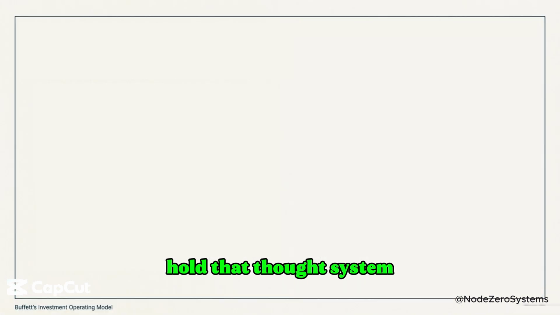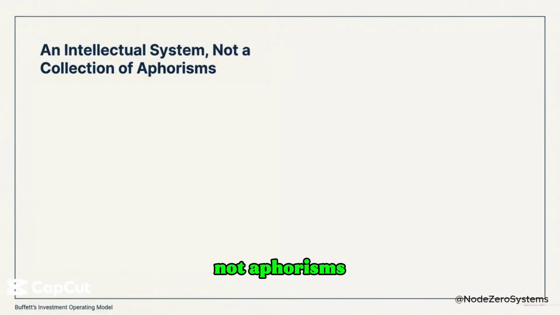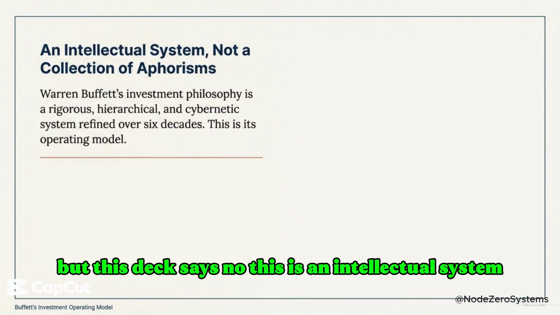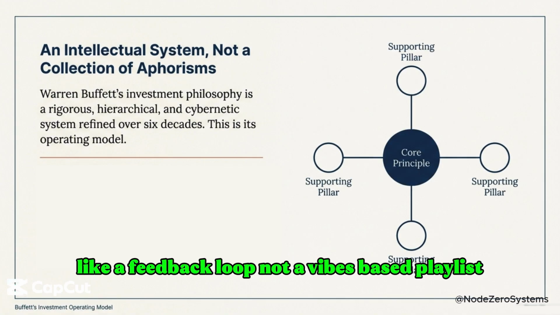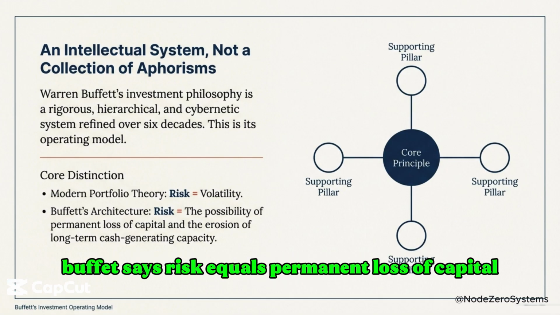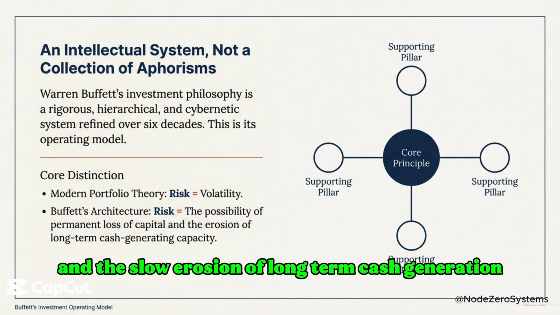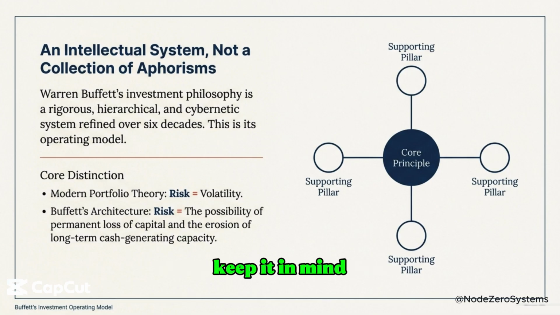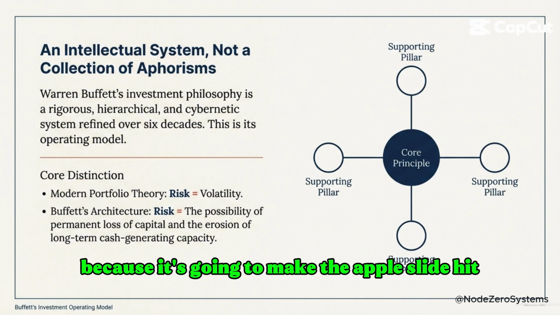Hold that thought. System, not aphorisms. Most people treat Buffett like a fortune cookie, but this deck says, no, this is an intellectual system, hierarchical, cybernetic, like a feedback loop, not a vibes-based playlist. Key reframe. Modern portfolio theory says risk equals volatility. Buffett says risk equals permanent loss of capital and the slow erosion of long-term cash generation. That one definition is going to quietly bully every chart you've ever seen. Keep it in mind because it's going to make the Apple slide hit different.